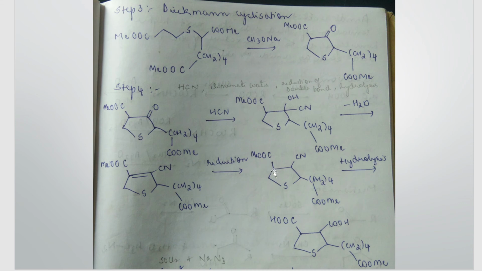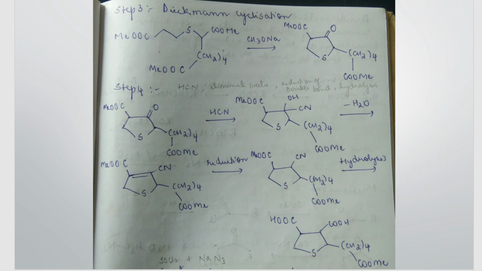And here, although we don't write hydrogen, it is understood that on both sides one hydrogen is present. Then you're doing hydrolysis, wherein the cyanide group is replaced by COOH group, and this methyl group will get converted to H. That is step number 4.